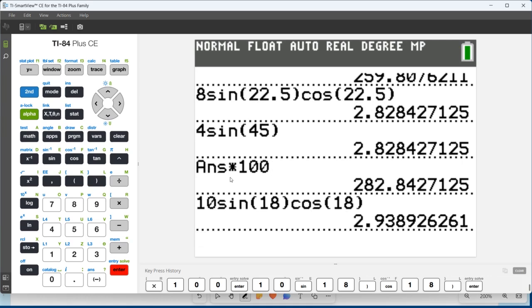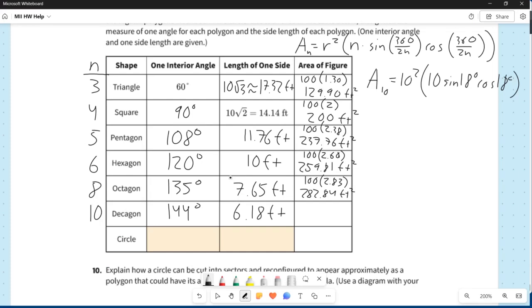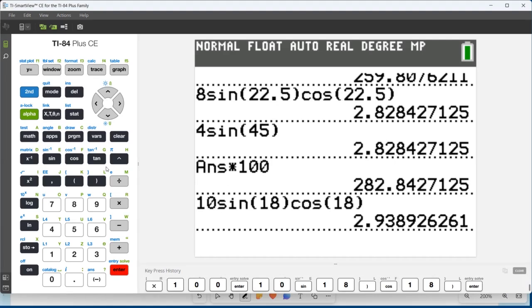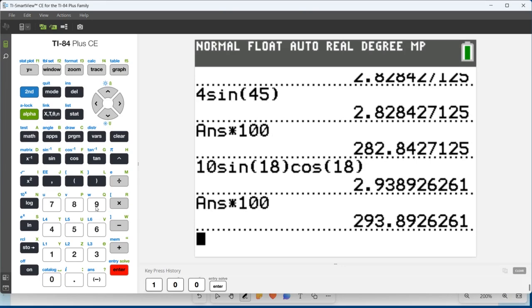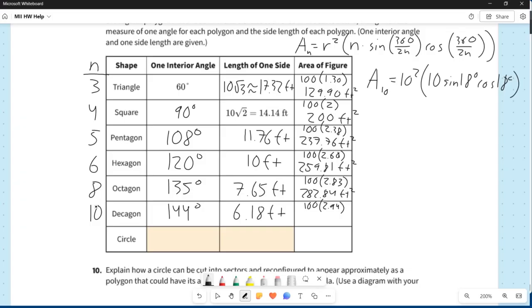2.94. So we end up getting 100 times 2.94. We multiply that by 100. And we get an area of 293.89 square feet.